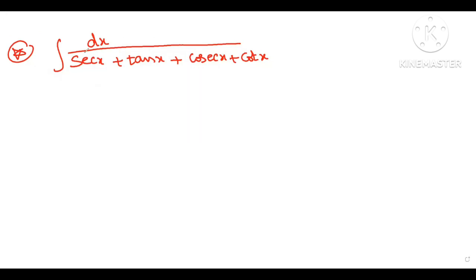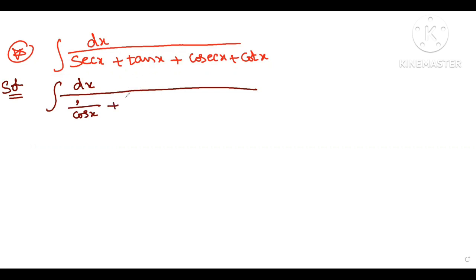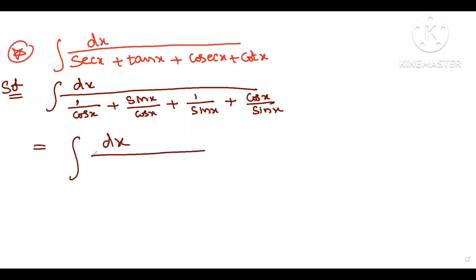Okay, now I will explain the integral of dx by (secant x plus tan x plus cosecant x plus cot x). How can we solve this problem? Integral dx by, we know that the secant x formula is 1 by cos x, tan x is sin x by cos x. Cosecant x is 1 by sin x, and we know that cot x is cos x by sin x. Here, what is the LCM? Integral dx by, so the LCM is cos x into sin x.